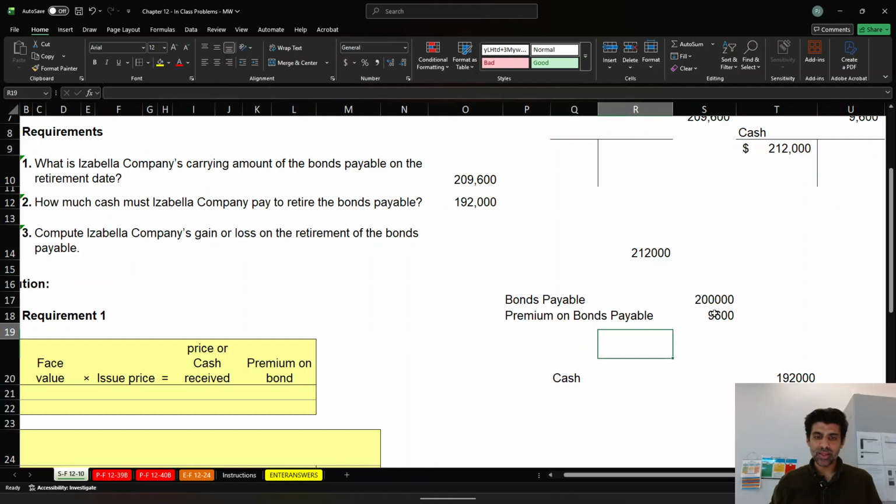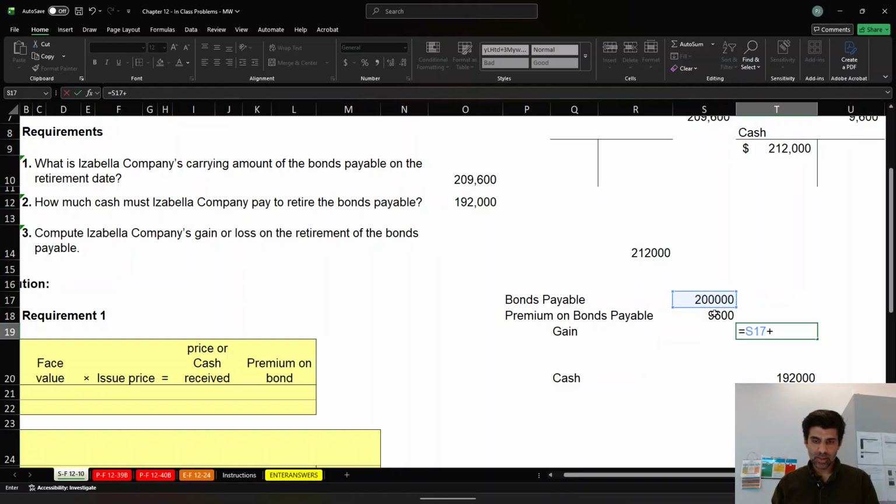So now the gain is going to be really, really nice, right? So it's basically this plus this minus this. Okay. Gain on retirement.